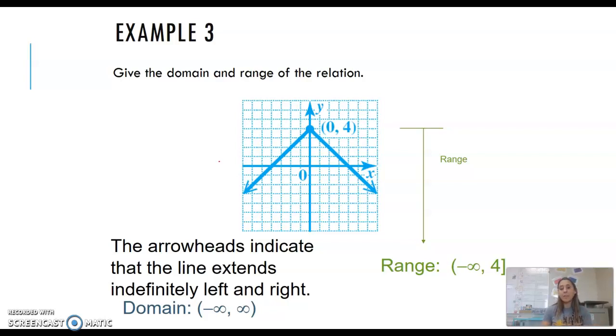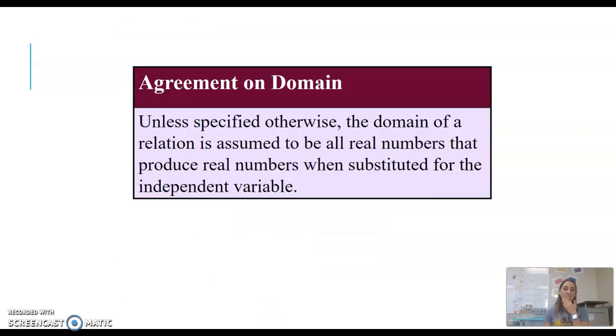So when we're doing domain and range, you always put the smallest number first, then the largest number. Smallest meaning the more negative is smaller than a positive number. So make sure you do that. It's always going to be the smallest number to the largest number.